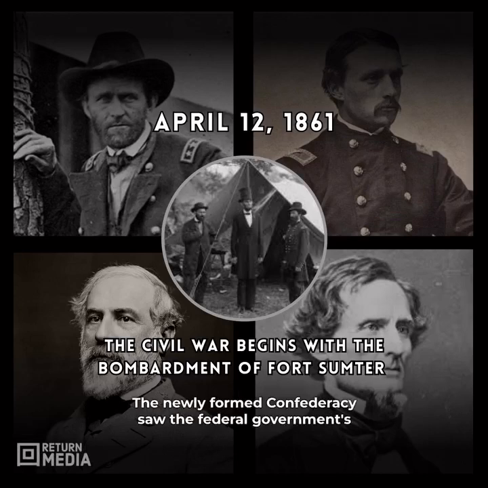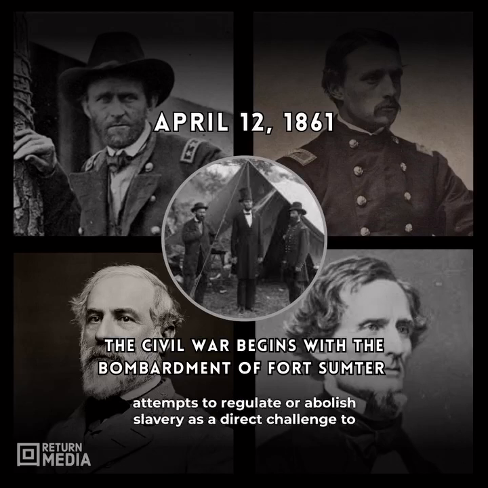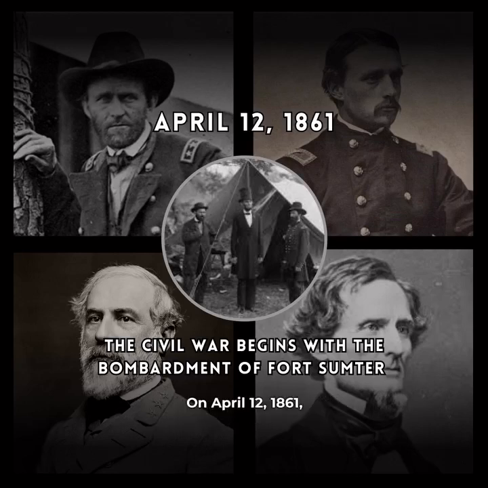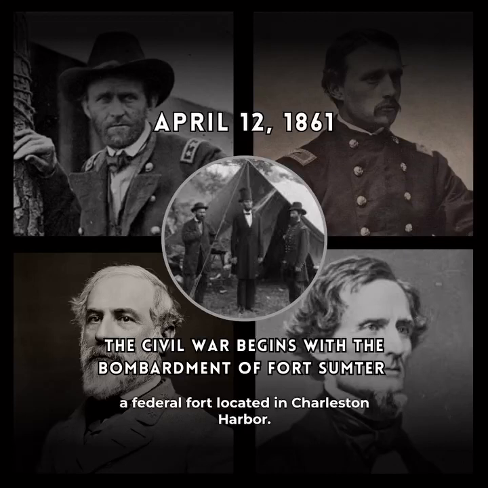The newly formed Confederacy saw the federal government's attempts to regulate or abolish slavery as a direct challenge to their autonomy and launched efforts to defend their cause. On April 12, 1861, the first shots of the Civil War were fired when Confederate forces bombarded Fort Sumter, a federal fort located in Charleston Harbor.